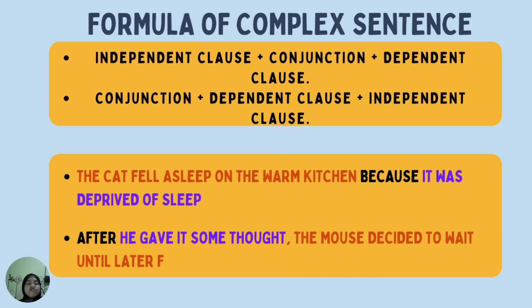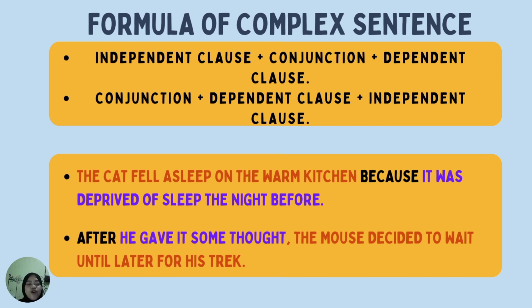The first formula is to begin with an independent clause, followed by a conjunction, and followed by a dependent clause. Or it can start with a conjunction, followed by a dependent clause, and followed by an independent clause. Let's take a look at these two examples. Do you find any differences between these two examples?